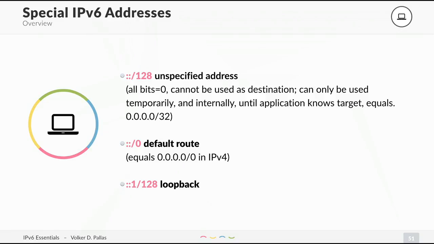And we have the loopback address. In IPv4, it used to be 127.0.0.1, and in IPv6, it's ::1/128.